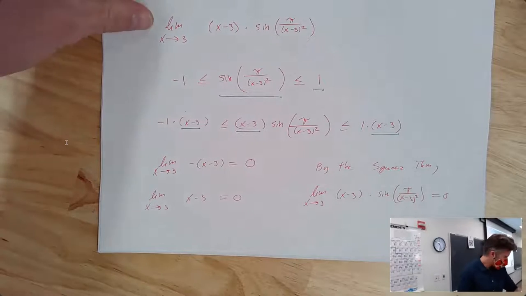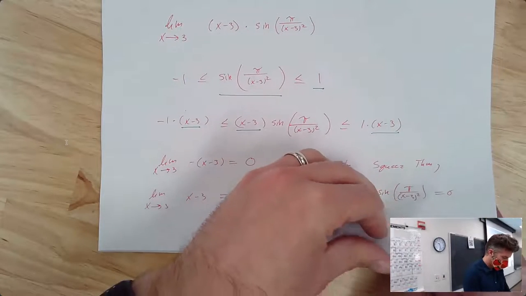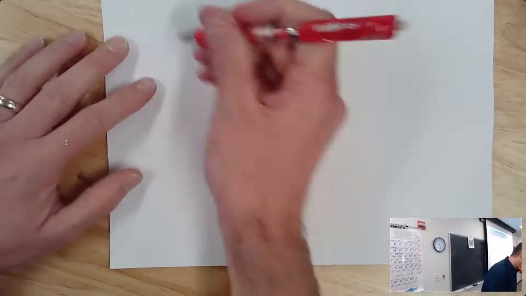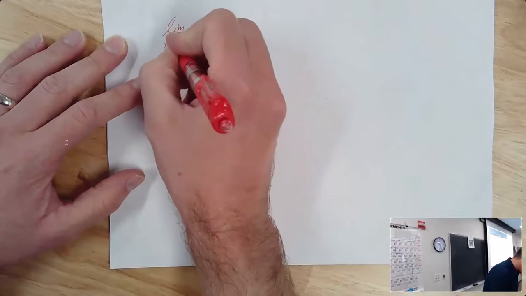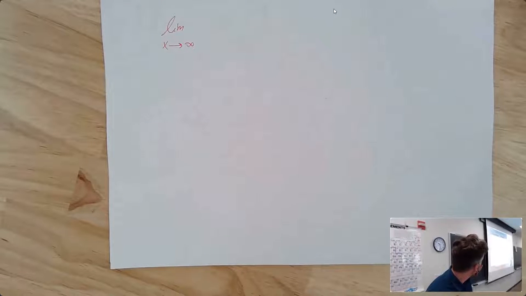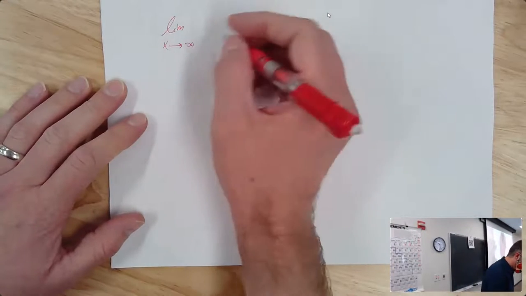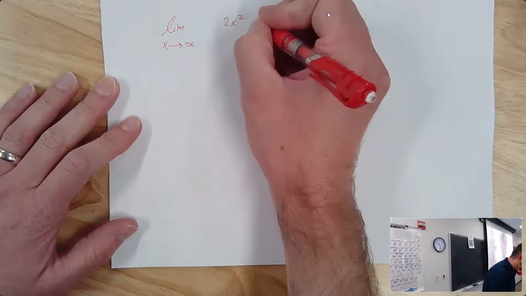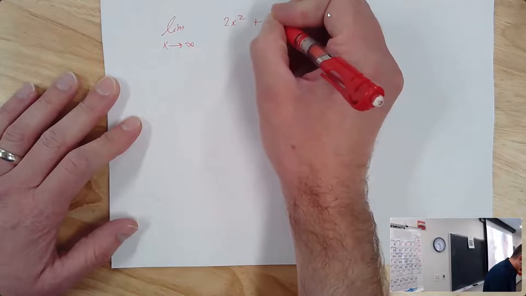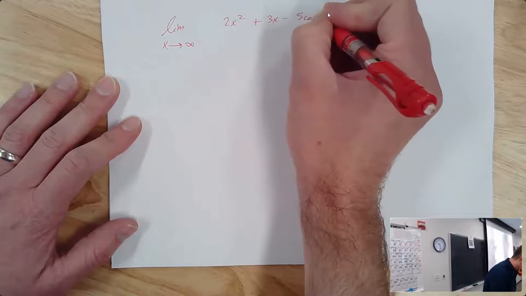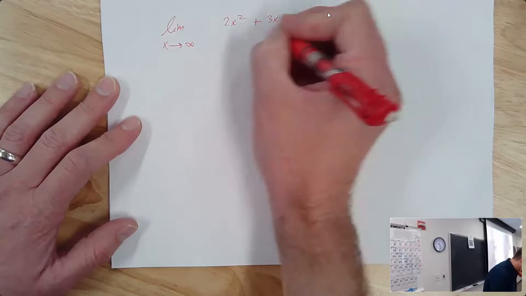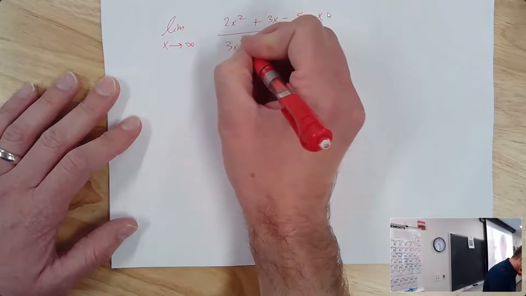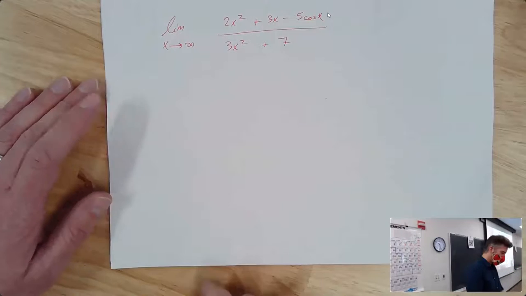Let me give you one more example of a squeeze theorem question. Well, maybe two, but certainly one. Limit as x goes to infinity. Oh, thank you. Yes, always let me know, please. As x goes to infinity, oh, sure, let's not make it too terrible. 2x squared plus 3x minus 5 cosine of x over 3x squared plus 7.